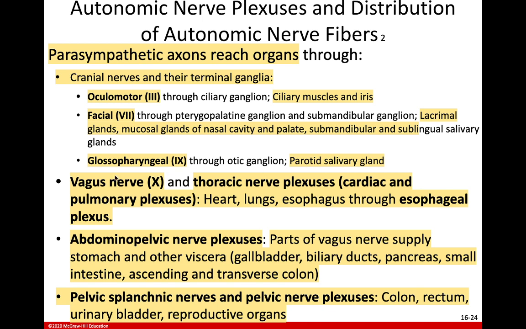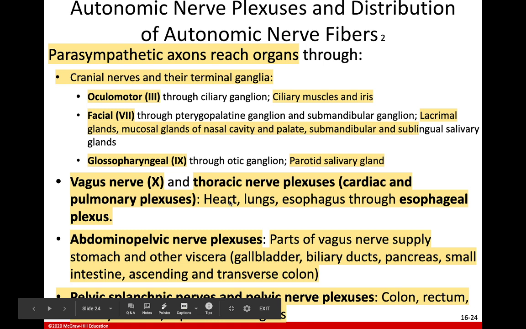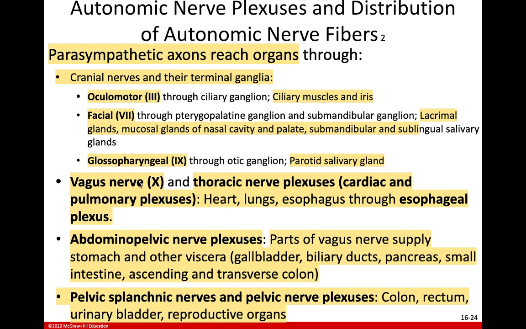And then, those cranial nerves extend directly to the effector organs that they are innervating. Then we have the other cranial nerve that is involved in the parasympathetic nervous system, as well as those pelvic splanchnic nerves. They become part of nerve plexuses again, similar to the sympathetic. The vagus nerve, which is cranial nerve 10, as well as thoracic nerve plexuses, cardiac and pulmonary plexuses, are going to be innervating the heart, lungs, and esophagus.